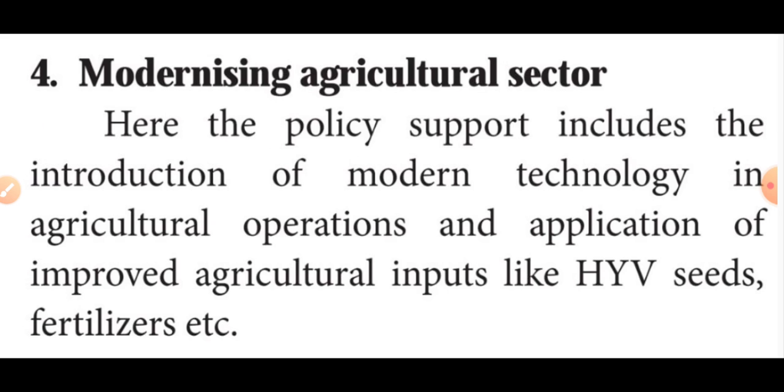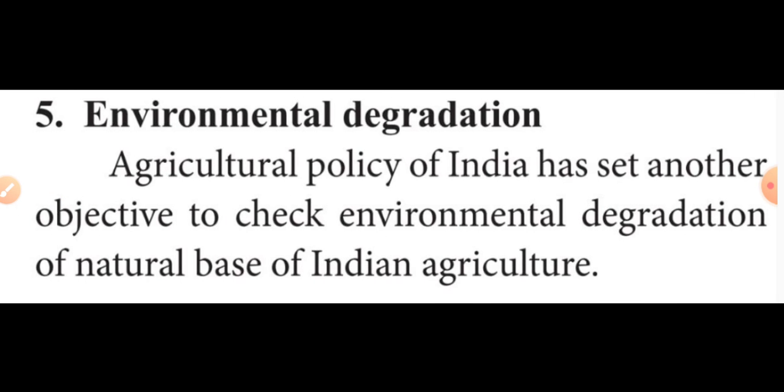Okay, then the fifth one is environmental degradation. Listen, students, the Indian agricultural policy is set up for checking environmental degradation and natural calamities.